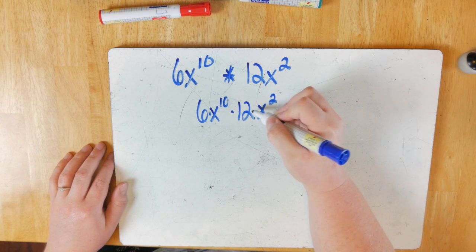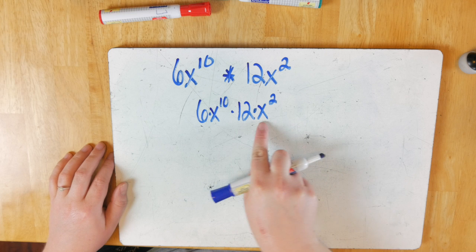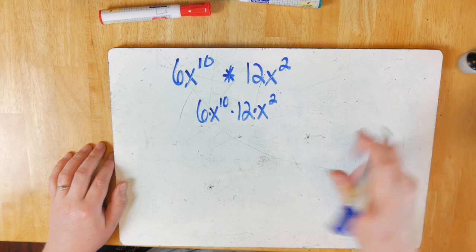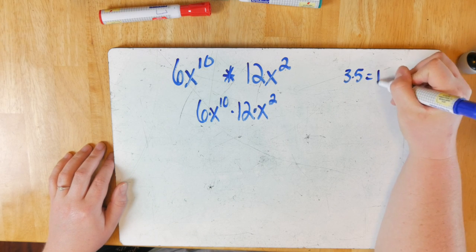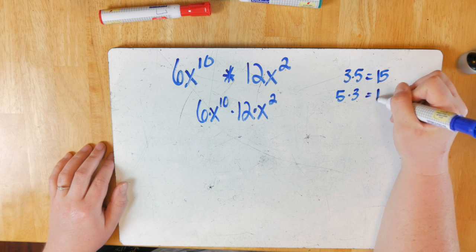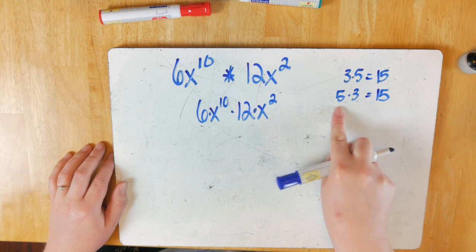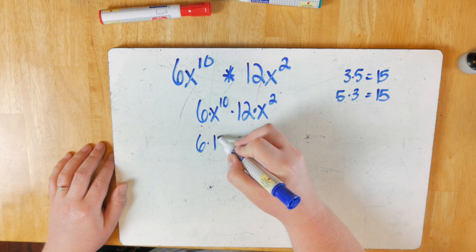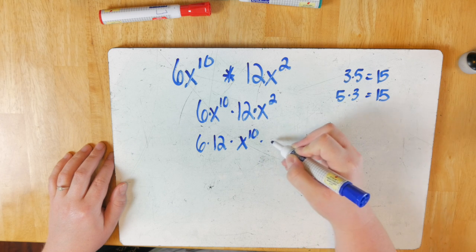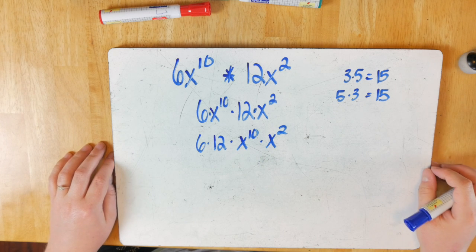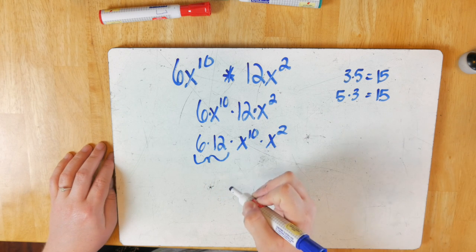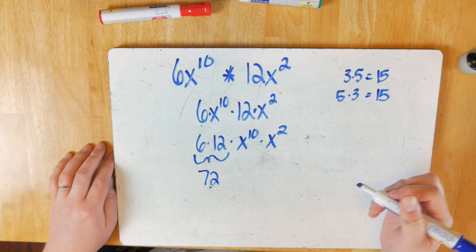And what we have here are four different things that are being multiplied together. And we can multiply things in any order. We know that 3 times 5 equals 15, and 5 times 3 equals that same 15. So that helps us see that we can multiply things together in any order. So if we can do that, I'm just going to start by rewriting some of the more common things that we need to multiply. And so we could go ahead and start by saying 6 times 12 is 72.